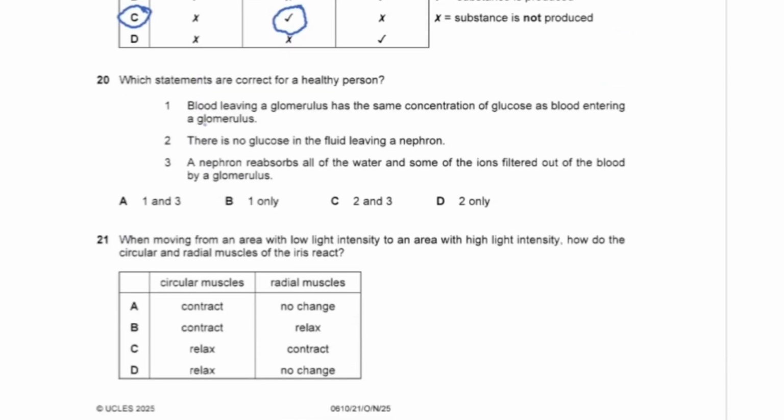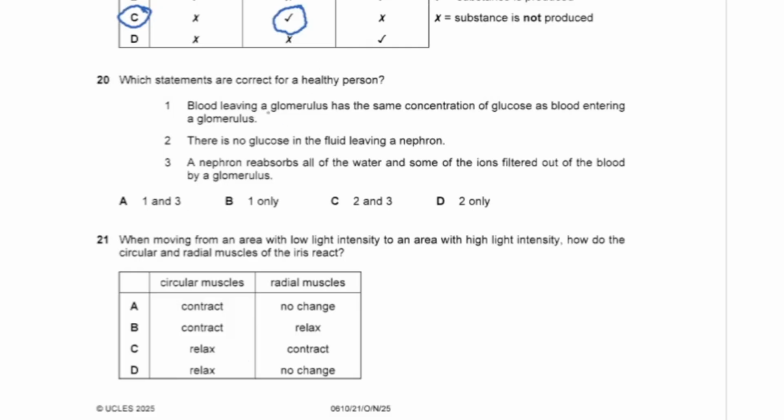Question number 20. Which statements are correct for a healthy person? Number 1, blood leaving a glomerulus has the same concentration of glucose as blood entering a glomerulus. Number 2, there is no glucose in the fluid leaving a nephron. Number 3, a nephron reabsorbs all of the water and some of the ions filtered out of the blood by a glomerulus. Okay, so let's see the statements that are correct there.